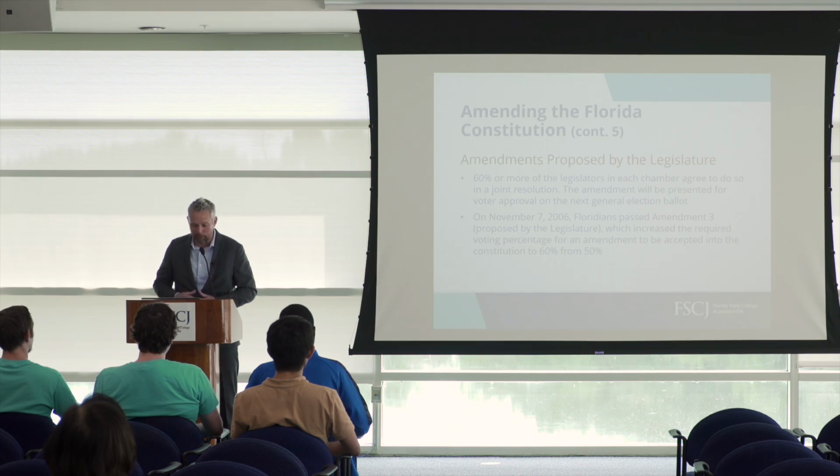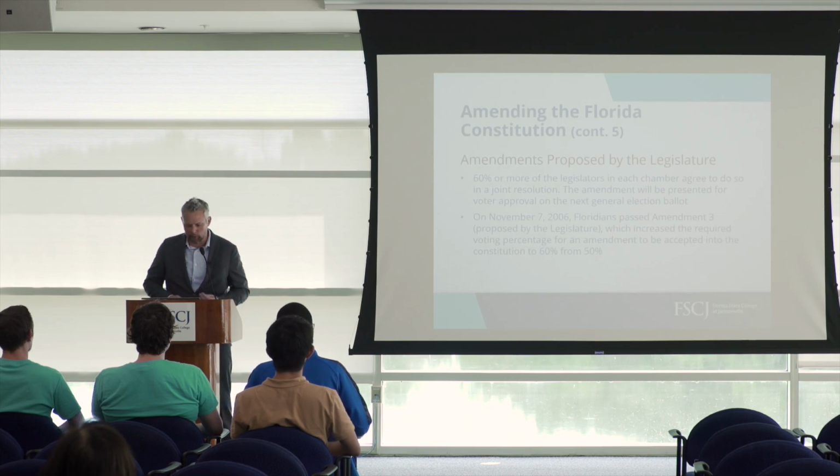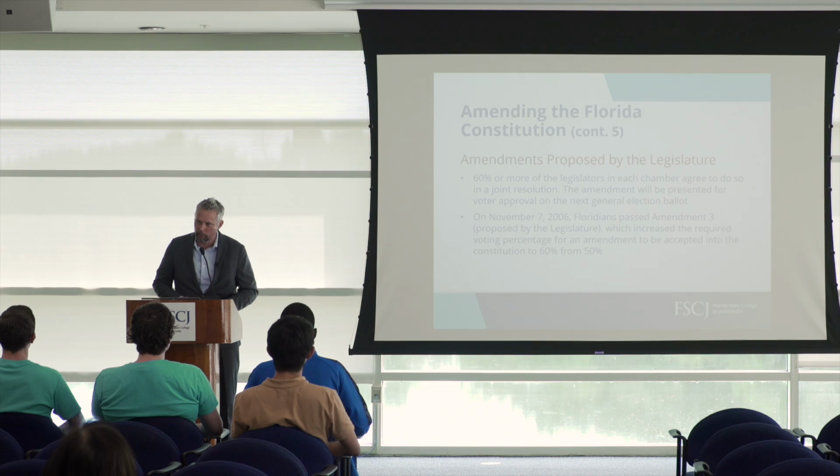Amendments proposed by the legislature: 60% or more of our legislators in both chambers need to agree on a joint resolution. We're going to see that the majority of the amendments on the fall ballot were actually proposed by the legislature. Also, something else I wanted to let you know: it used to be that it was only 50%. But in 2006, we made it a supermajority in Florida. 60% of the electorate had to approve that figure.